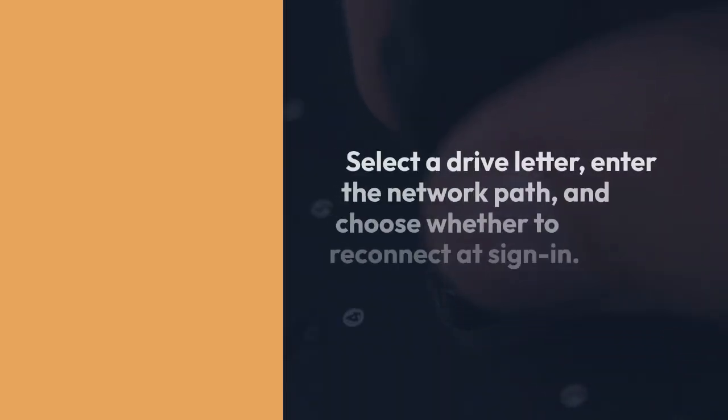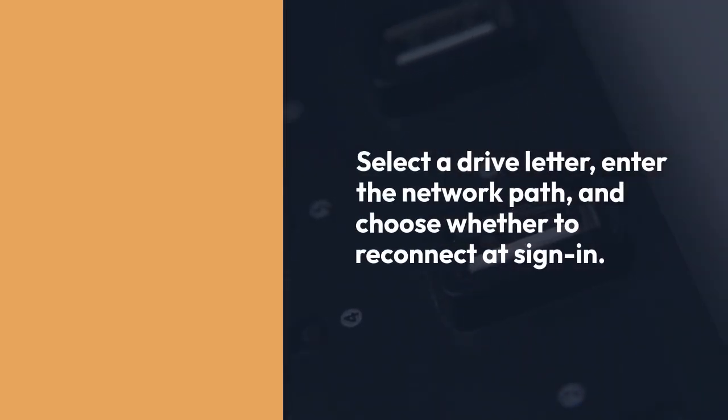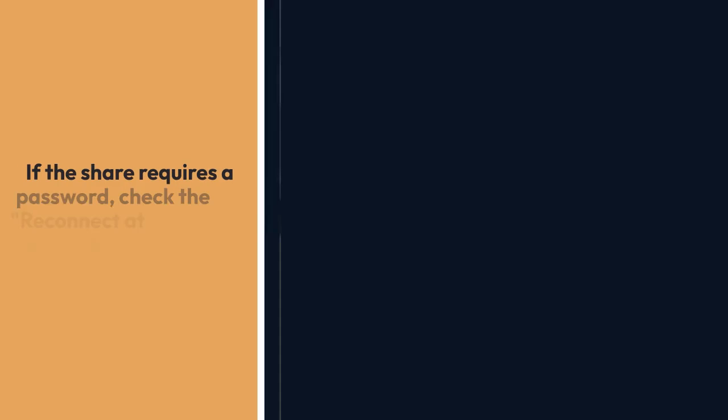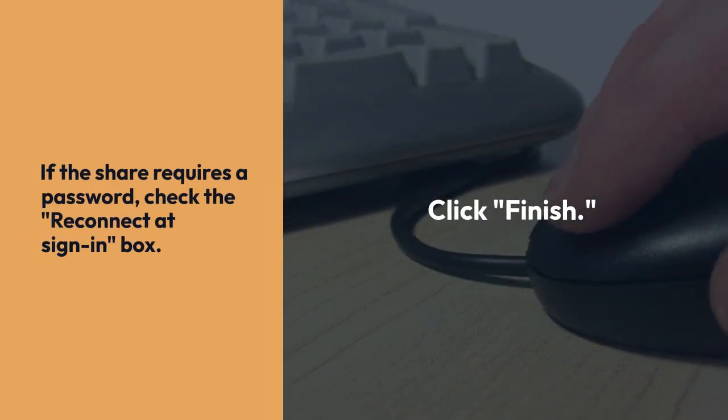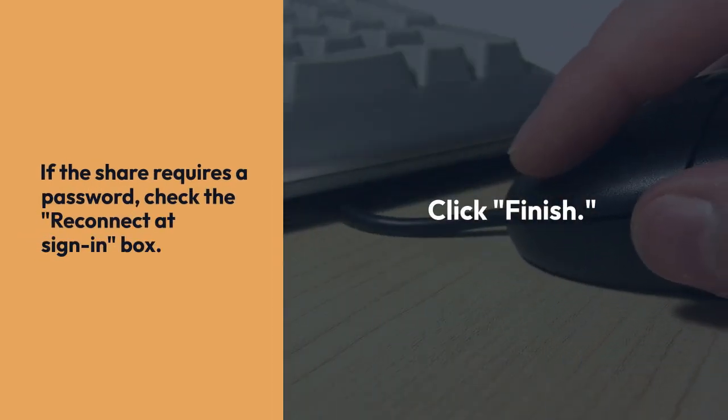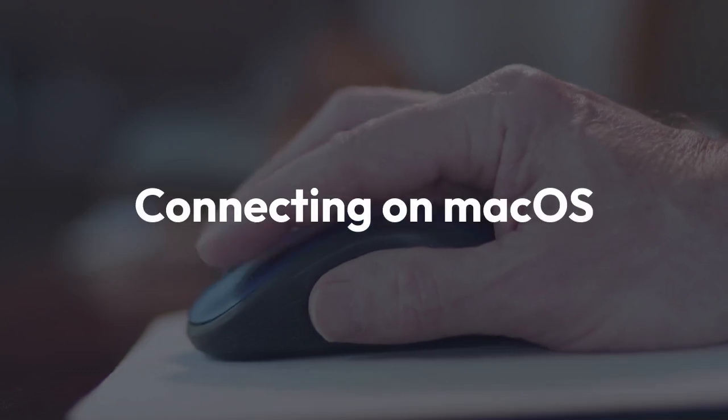Alternatively, you can use the Map Network Drive option. Go to This PC, then click Map Network Drive in the toolbar. Select a drive letter, enter the network path, and choose whether to reconnect at sign-in. If the share requires a password, check the Reconnect at Sign-in box. Click Finish.